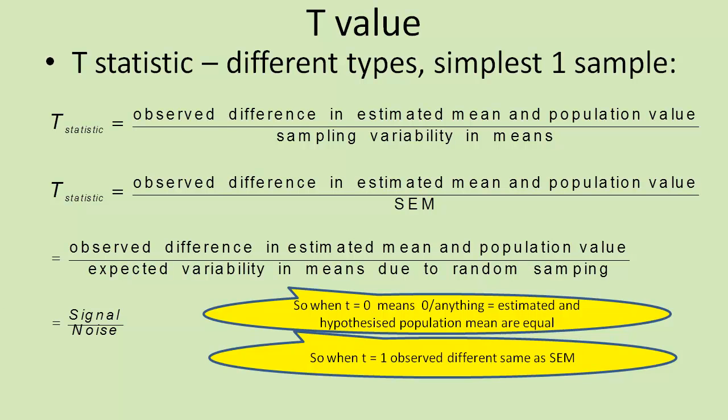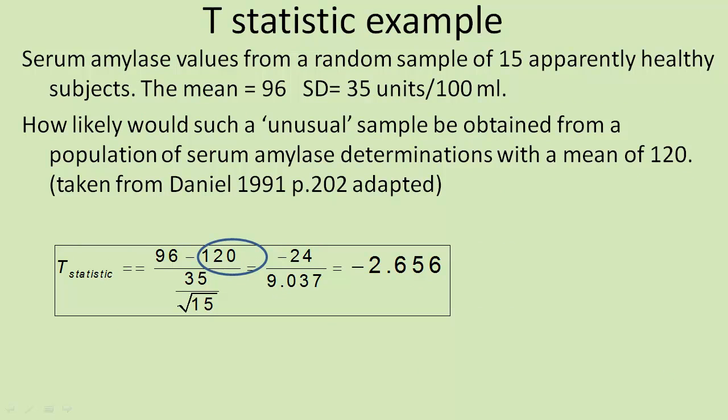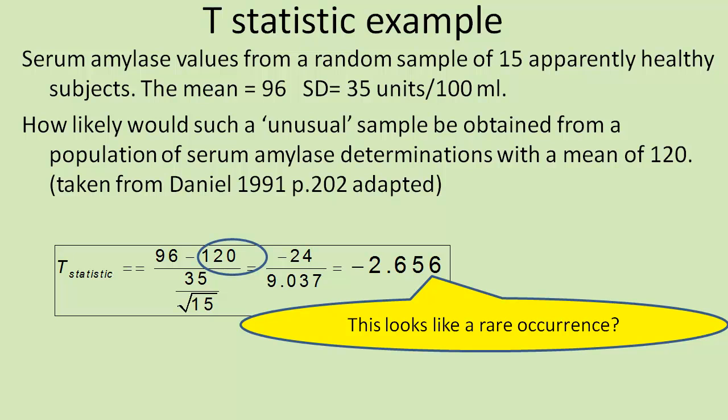Right, let's take a real example. Here we have a random sample of serum amylase levels from 50 healthy subjects, where the mean equals 96 units and the standard deviation is 35 units per 100 mils. We can ask how likely would we have such a mean value from a sample if the population mean is 120. We can simply use our one sample t-statistic formula and attain a t-value. Minus 2.656 looks like a rare occurrence, as we have over 2 times the difference expected from just purely random sampling here in terms of t-values.